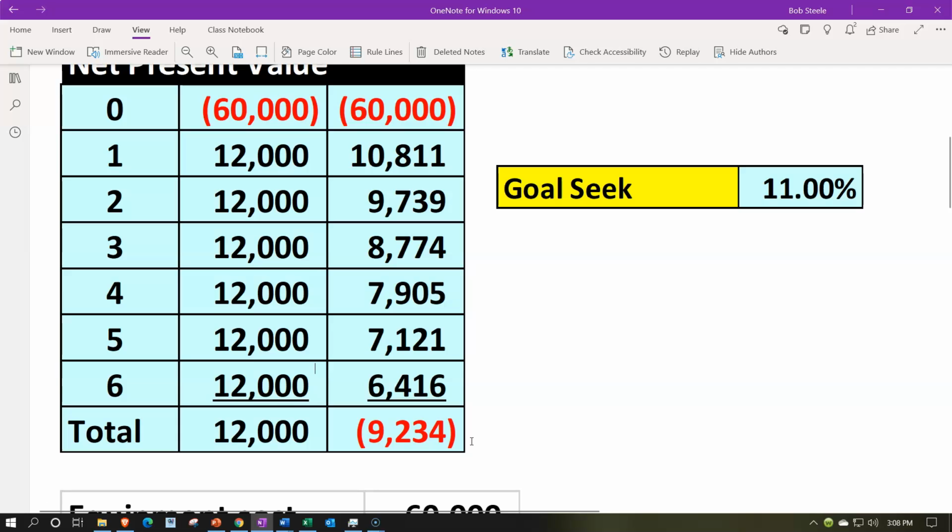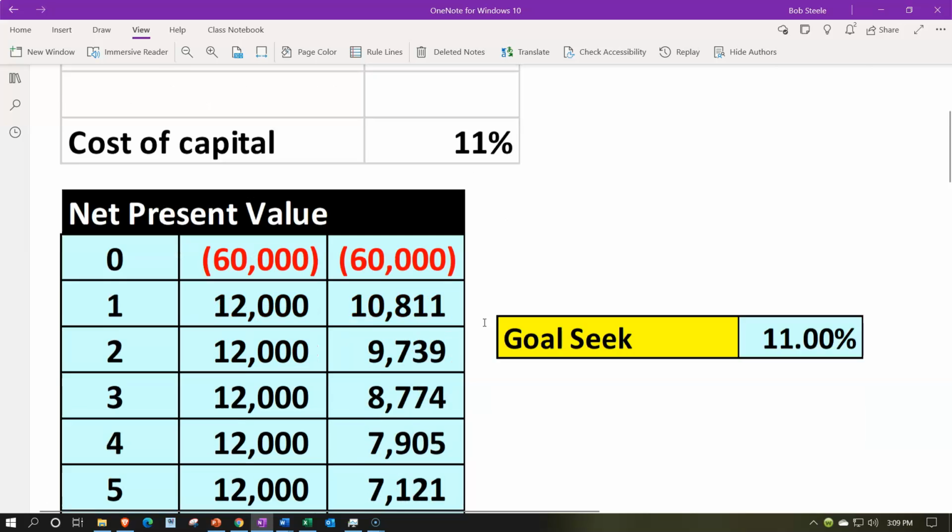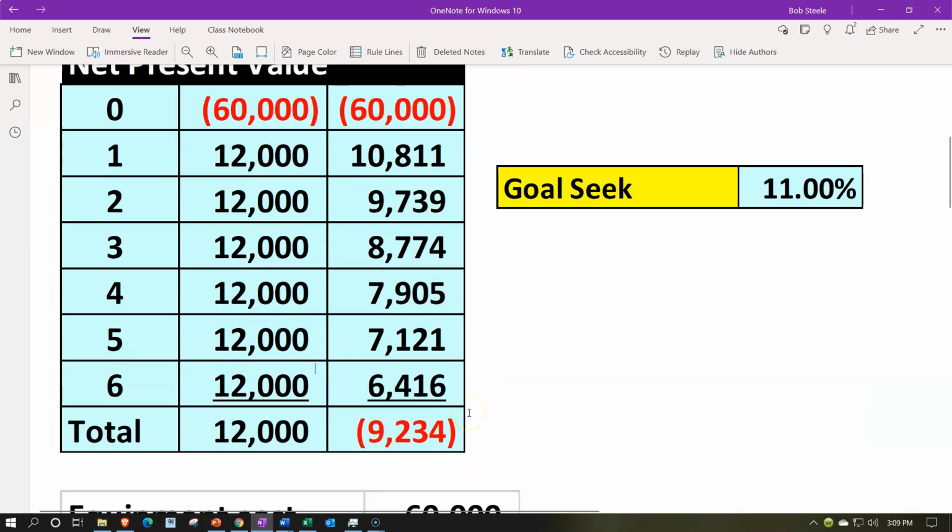Now, we might also want to say, well, what is the actual rate of return? We can see that it's not 11%. It's lower than 11%. But what is it? If I want to compare it to other projects, that would be the internal rate of return. What rate would this need to be in order to get that to 0?